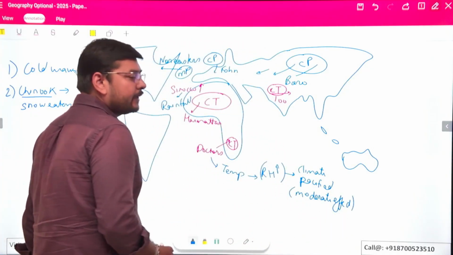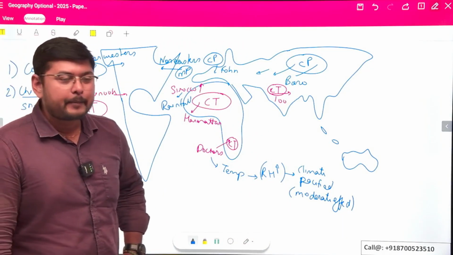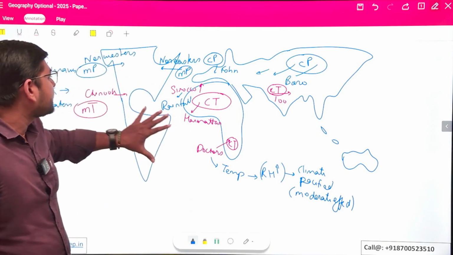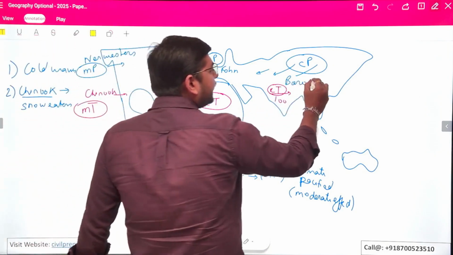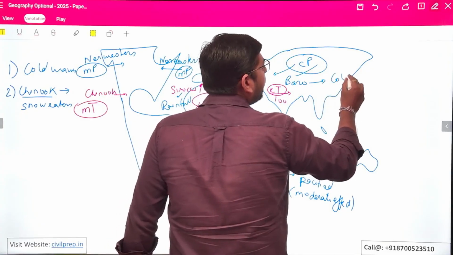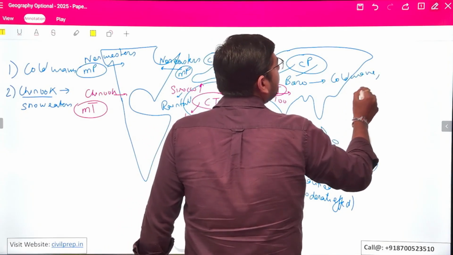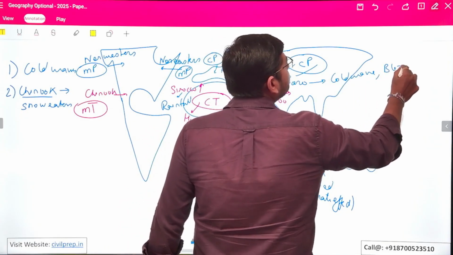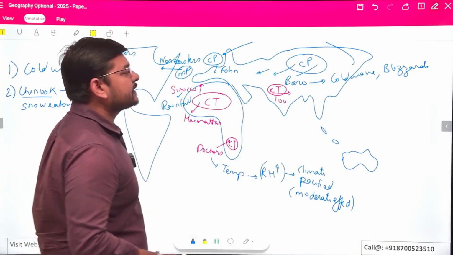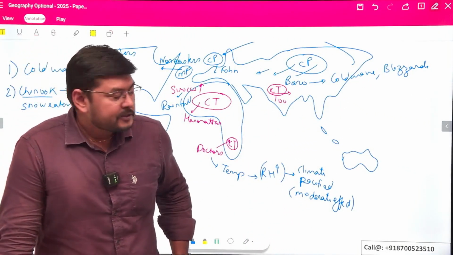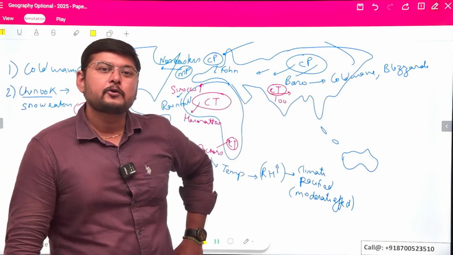So these are certain impacts that happen because of the presence of these local winds. Here, this Bora can cause cold waves and also blizzards. The same thing happens with the Foehn also, which causes cold waves and blizzards in those particular regions.